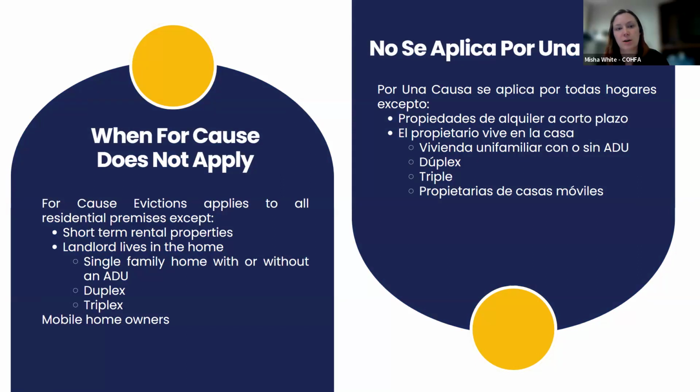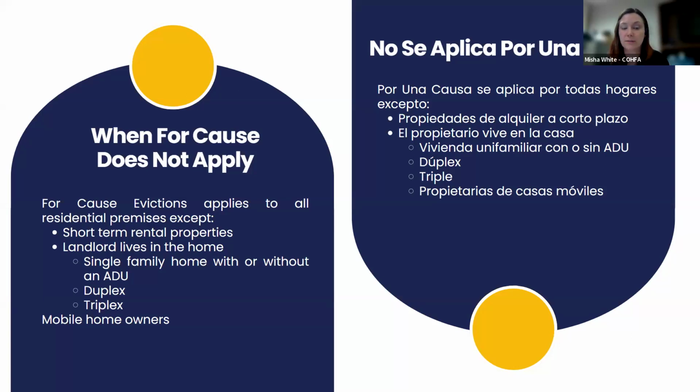Now, I also want to share when for cause this bill doesn't apply. So there are a few scenarios where this law doesn't protect tenants. The reasons are pretty limited, but it's worth calling out the specific scenarios. So one, short-term rental properties are not covered by these protections.